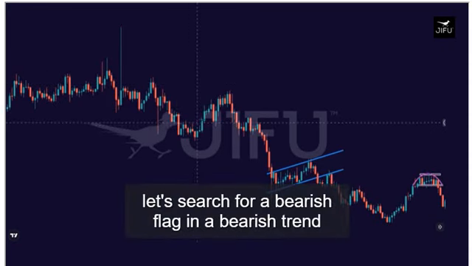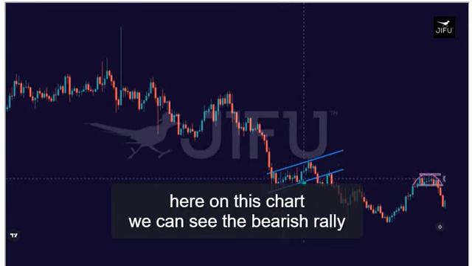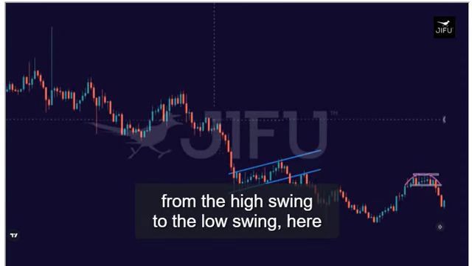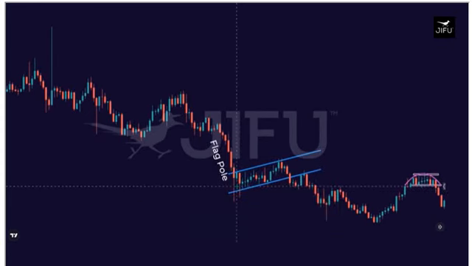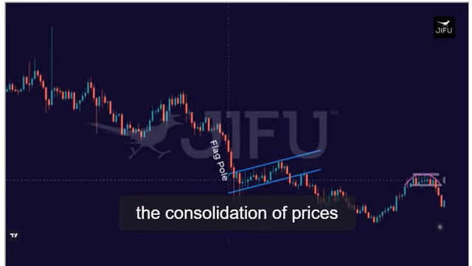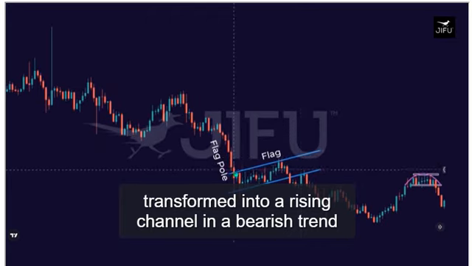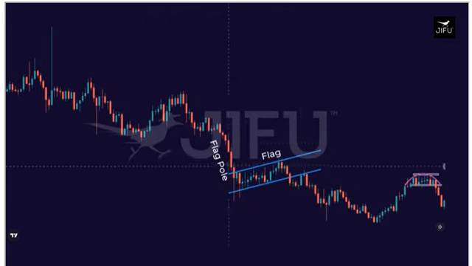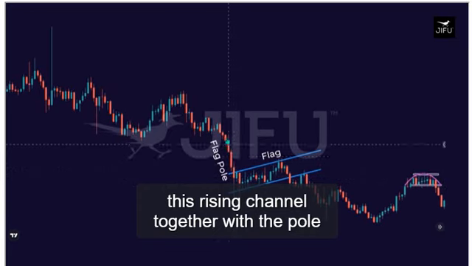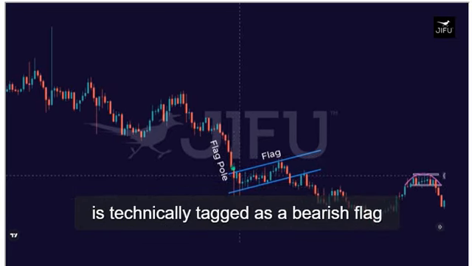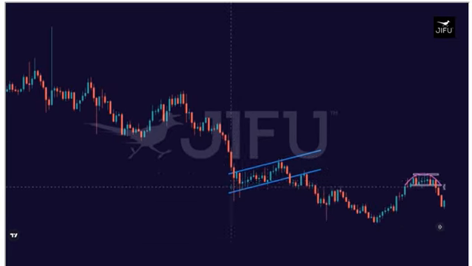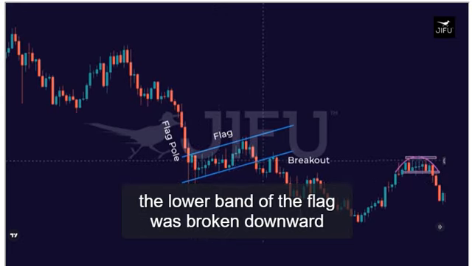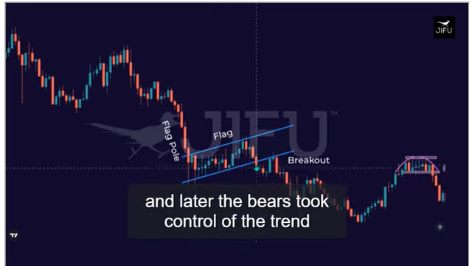Let's search for a bearish flag in a bearish trend. Here on this chart, we can see the bearish rally from the high swing to the low swing here resulted in the pole. The consolidation of prices transformed into a rising channel in a bearish trend. This rising channel together with the pole is technically tagged as a bearish flag. The lower band of the flag was broken downward, and later the bears took control of the trend.